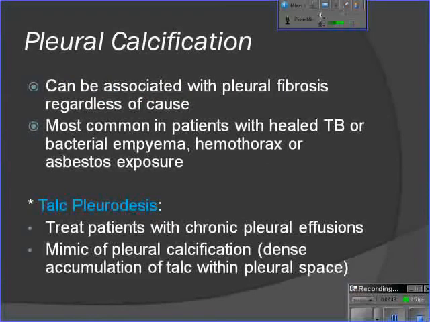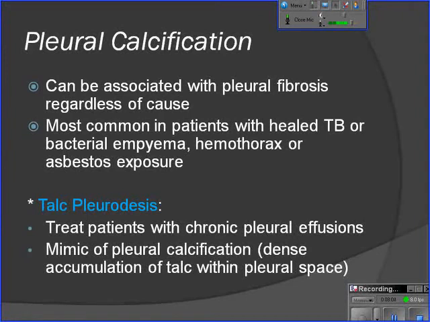Just a little note on pleural calcification. Like we said, it can be associated with this pleural fibrosis, regardless of the cause, and is most commonly seen with healed TB or bacterial empyema, post-hemothorax, and asbestos exposure.